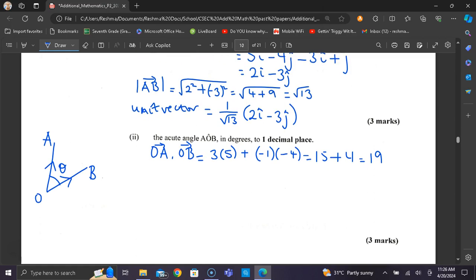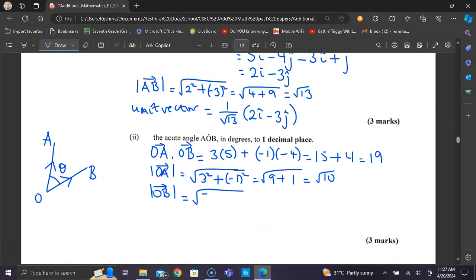Okay. The next step is to find the magnitude of vector OA. So that will be the square root of 3 squared plus negative 1 squared, which is the square root of 9 plus 1, which is root 10. And then we find the magnitude of vector OB. So that will be the square root of 5 squared plus negative 4 squared. So that's the square root of 25 plus 16, which gives root 41.